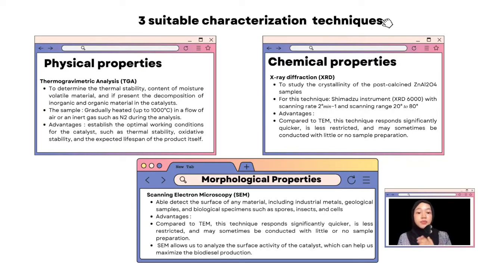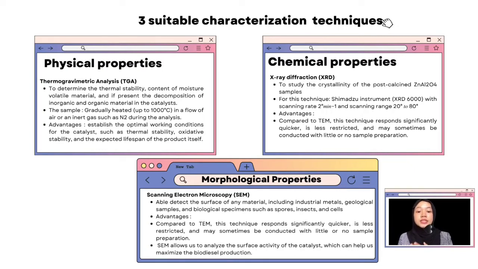And lastly, for the morphological property, the characterization technique that we use is scanning electron microscopy (SEM). SEM is able to detect the surface of any materials including industrial metal, geological samples and biological specimens such as spores, insects and cells.